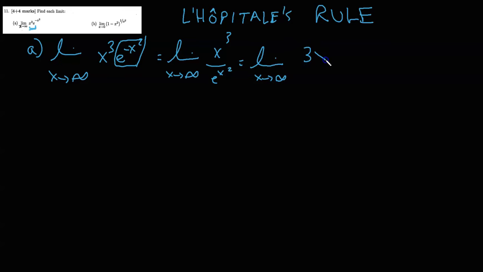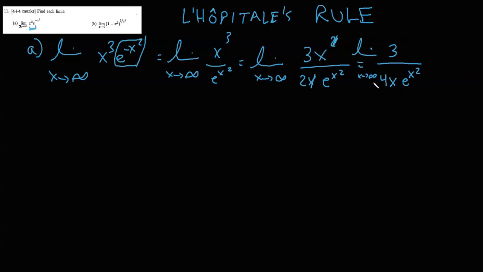Limit as x approaches infinity. So we take the numerator, which would be 3x squared. Denominator, we take the derivative of the exponent and then rewrite the original. We see that this can cancel with this, so we take the derivative once more, and we'll get 3 over 4x e to the x squared.